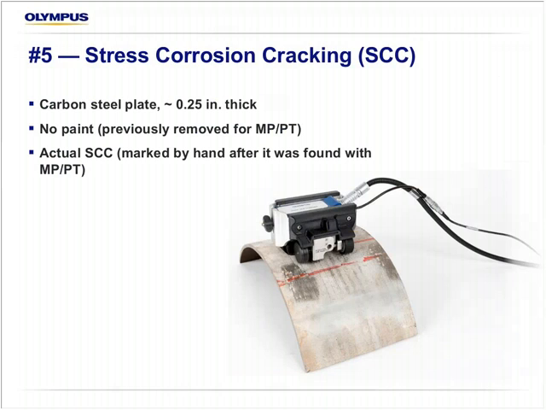Now, some examples with stress corrosion cracking. This is a 1/4 inch thick pipe. There's no paint because it's been removed previously to do the PT. The actual SCC has been marked by hand. That's me marking with a Sharpie where the SCC was, so I could take a picture for comparison purposes.